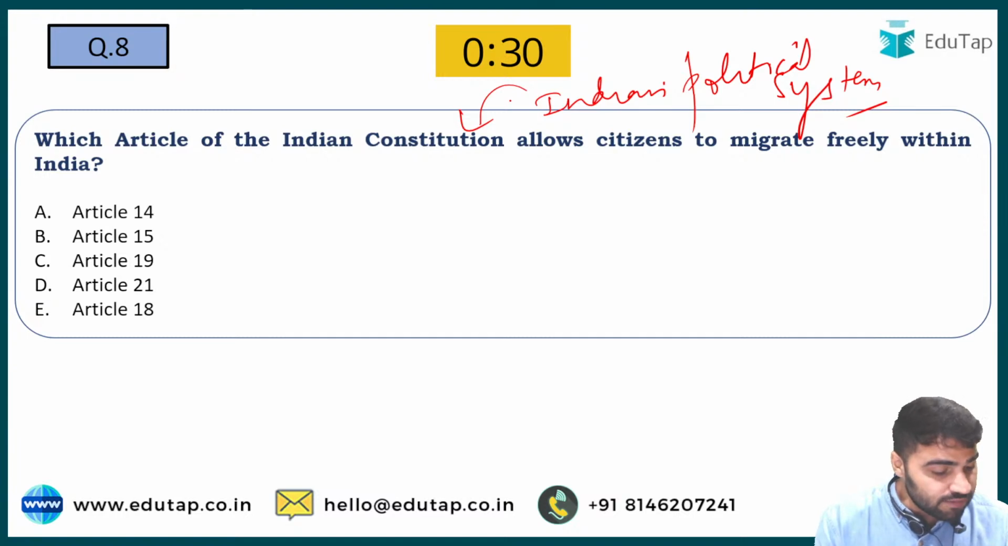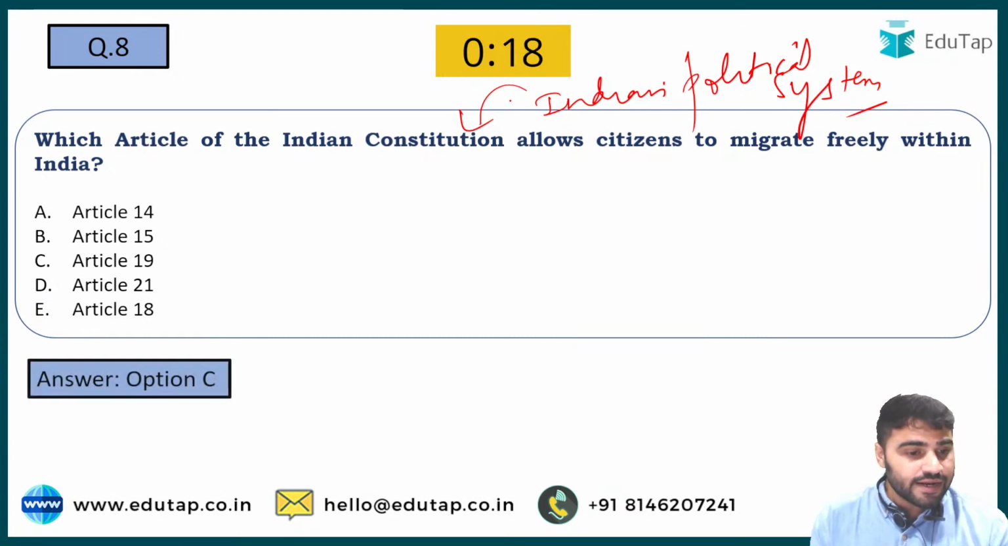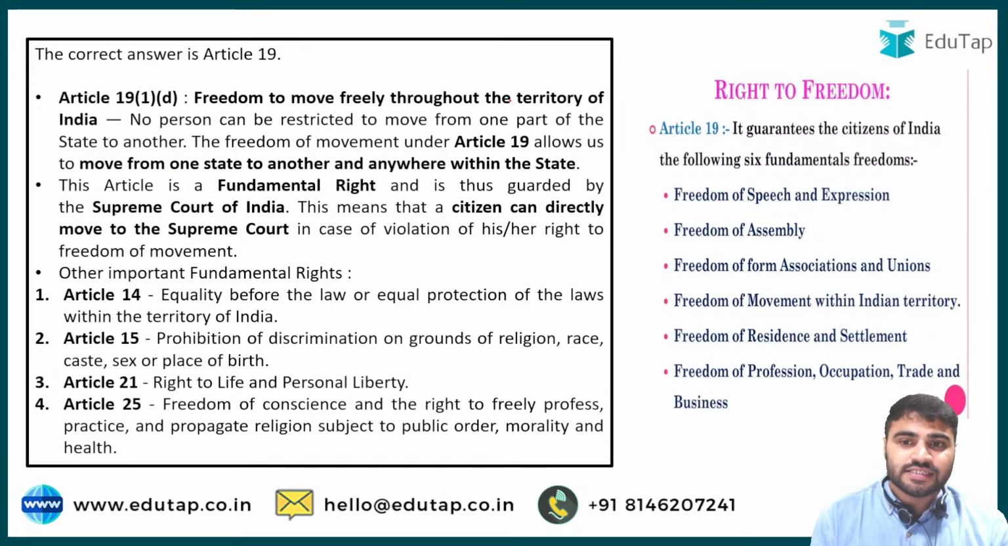So Nilesh is saying option number C, Hemant Kumar is saying option number C, Jyoti, Ajay, so you all are saying option number C, that is Article 19, right? So let's see the right answer for this question, guys. Right answer is option number C only, that is Article 19. So Isha, Aditi, you all are saying option number C. So here you can see that Article 19(1)(d), freedom to move freely throughout the territory of India. So no person can be restricted to move from one part of the state to another. The freedom of movement under Article 19 allows us to move from one state to another and anywhere within the state, right?